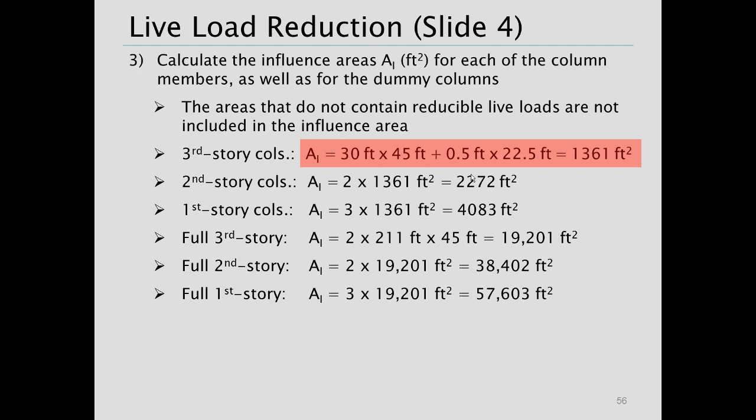If we look at the full 3rd story, which is basically what I'm considering as influence area when we look at the dummy columns, so 2 times 21 by 45 feet, that is the influence area on all the dummy columns. And then 2 times that for the 2nd story, 3 times that for the 1st story.